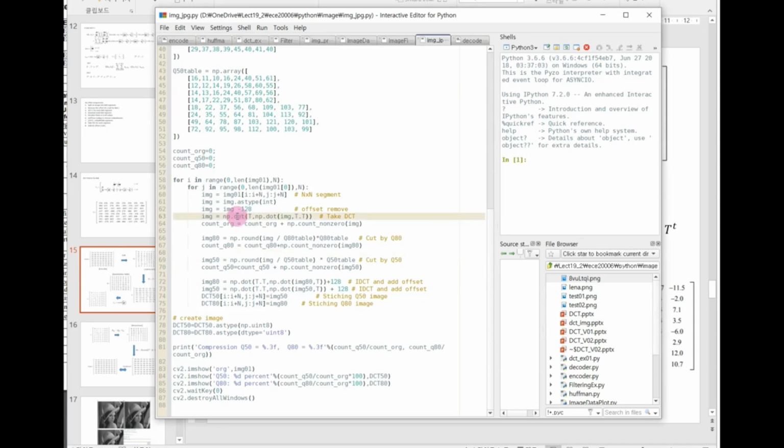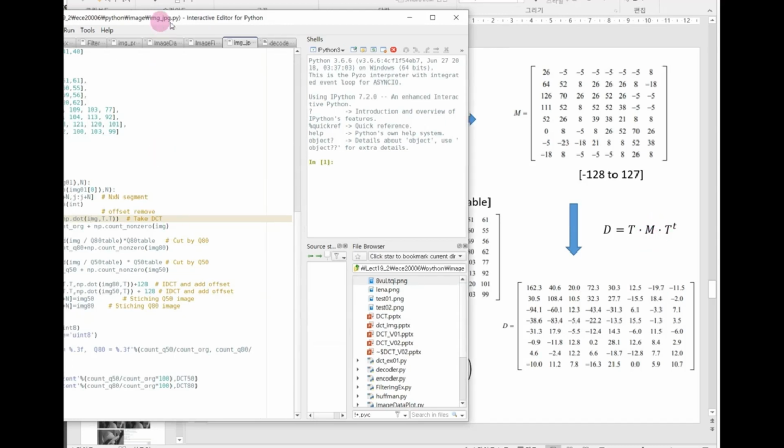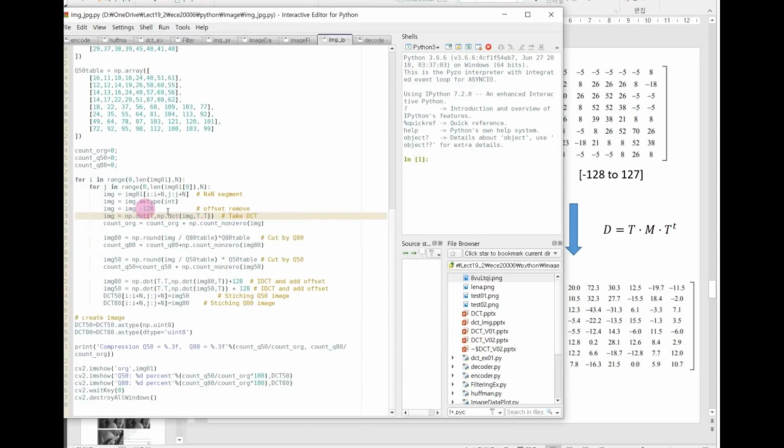That is a matrix operation done here. The dot means the dot product. The NumPy package provides a dot product here. So this is the dot product for the image data. The image at this moment is M, the offset removed value, and it is multiplied by the transpose of T like this. And then I just count the number of non-zero values. The original is reset, and I count the number of non-zero values that we have to store.